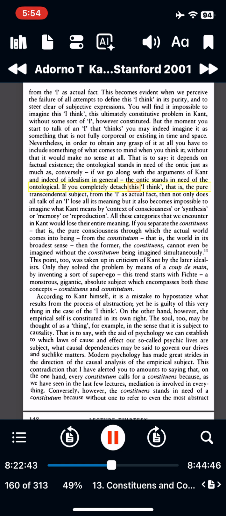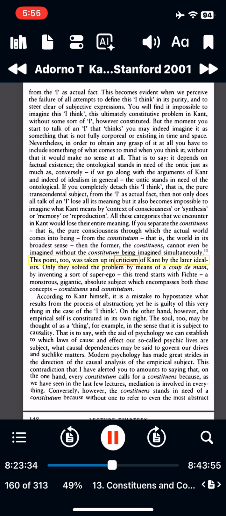If you completely detach this I think, that is, the pure transcendental subject, from the I as actual fact, then not only does all talk of an I lose all its meaning, but it also becomes impossible to imagine what Kant means by context of consciousness or synthesis or memory or reproduction. All these categories that we encounter in Kant would lose their entire meaning. If you separate the constituents, that is, the pure consciousness through which the actual world comes into being, from the constitutum, that is, the world in its broadest sense, then the former, the constituents, cannot even be imagined without the constitutum being imagined simultaneously.